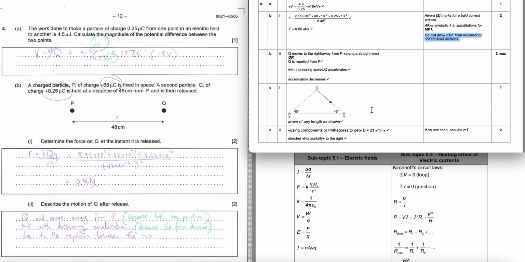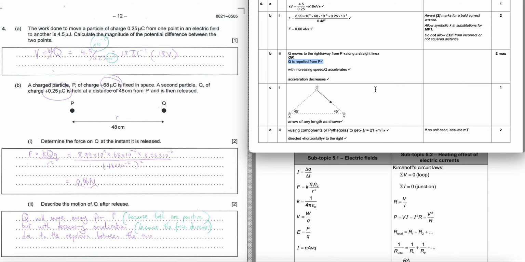All right, describe the motion. We're going to let Q go, and we're going to think about what happens. Well, obviously, these two are positively charged, and therefore Q is going to move away from P. If you notice here, I wonder if I'm going to lose a mark, because we do need to have the idea that we're moving along a straight line. Initially I said Q will move away from P, and that there's repulsion between the two. I think I'm probably going to get the mark just about because I've said that they're repelling each other.